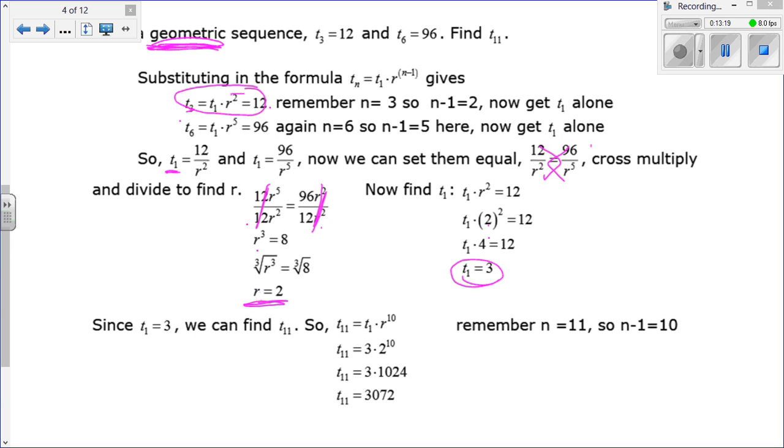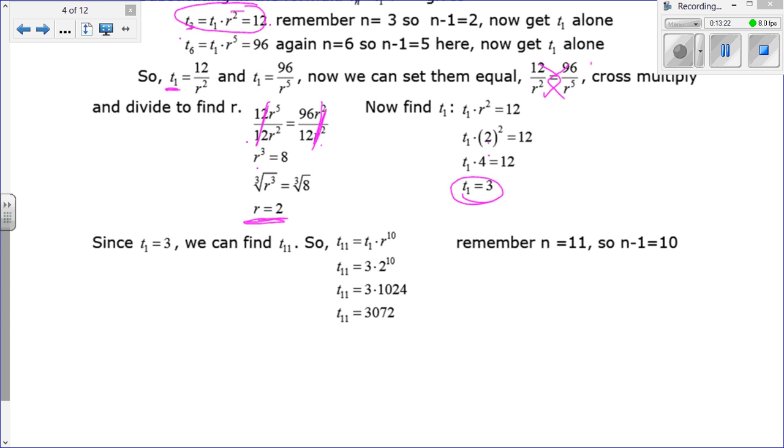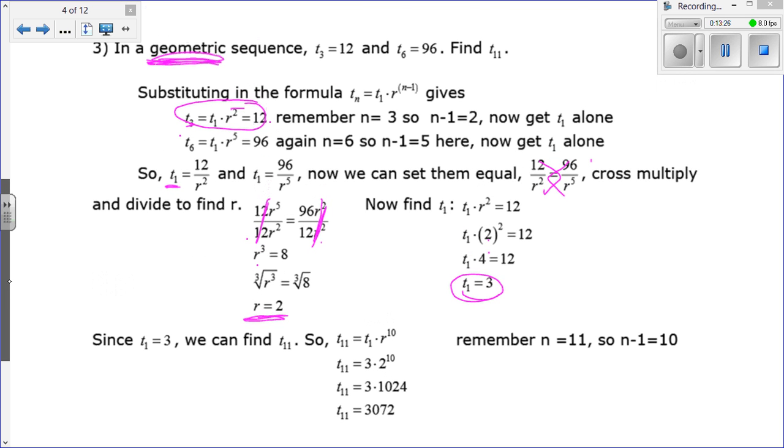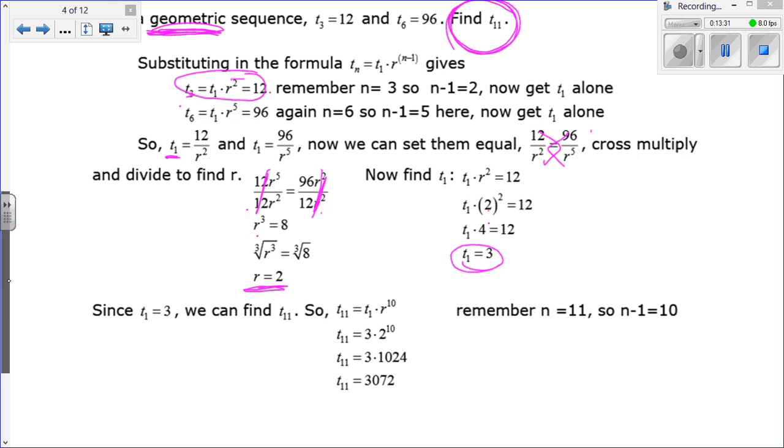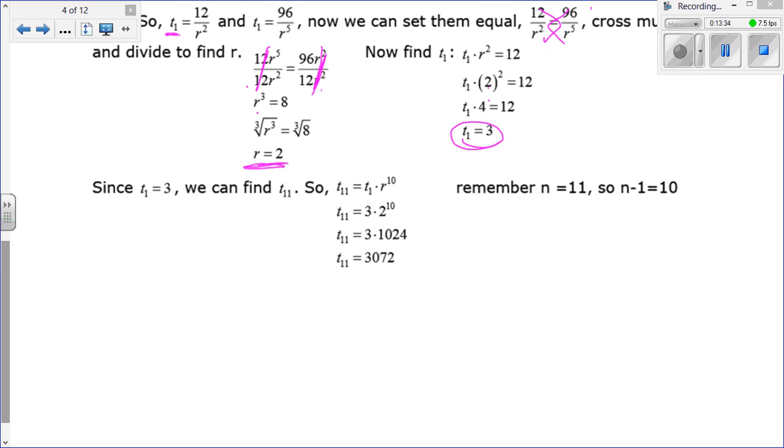Since t sub 1 is equal to 3, we can now find t sub 11, because the problem actually asks us to find t sub 11. So t sub 11 is equal to t sub 1 times r to the 10th. So remember, n is 11, so n minus 1 is 10. And t sub 1 is 3, so I put 3 in place of t sub 1. 2 to the 10th, I do 2 to the 10th on my calculator, I get 1024. Times 3 is 3072.